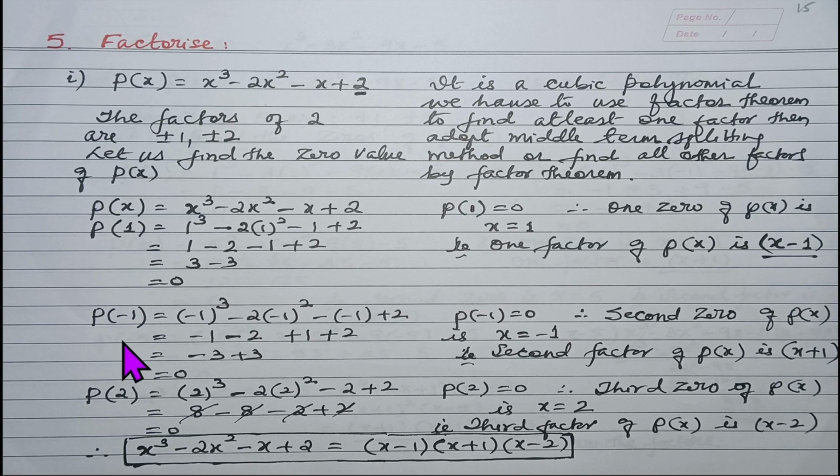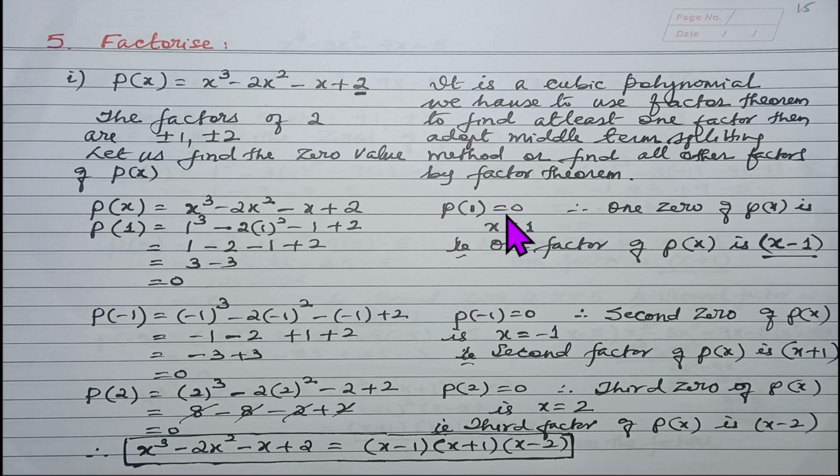Now we can go for the next, p of minus 1. So go for p of minus 1, find out, again we got 0. That means if p of minus 1 equal to 0, then the second zero of p of x is x equal to minus 1. Therefore the second factor of p of x is x plus 1. Now find out p of 2. Again we got 0. Once p of 2 is 0, then the third zero of p of x is x equal to 2. Therefore the third factor of p of x is x minus 2. So all the three factors are found by using the factor theorem here.